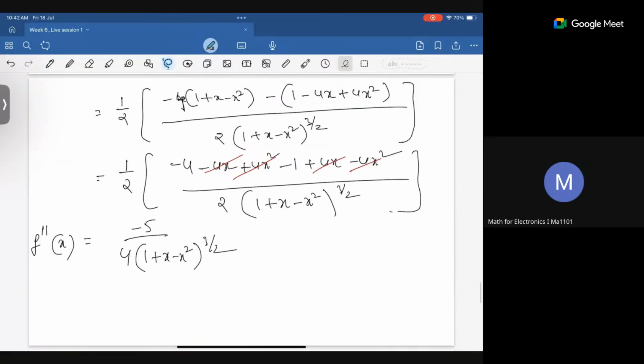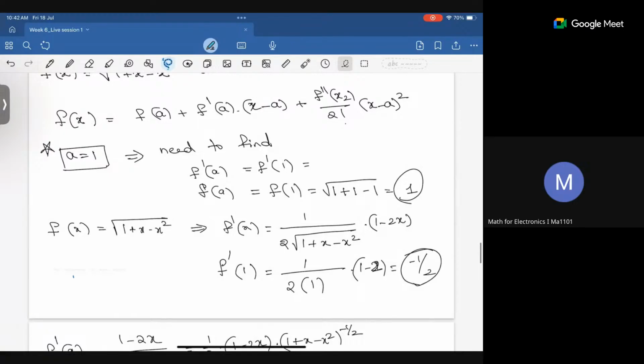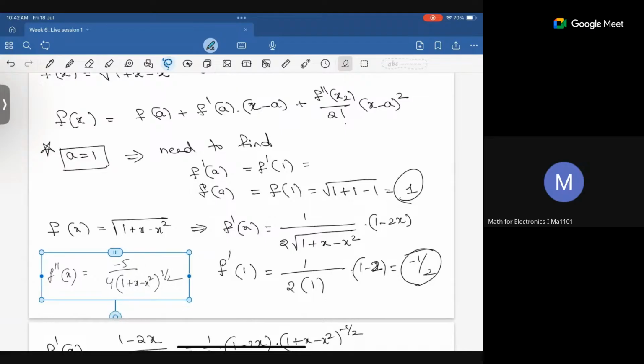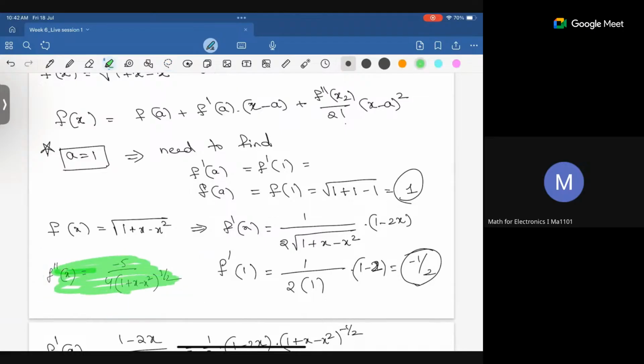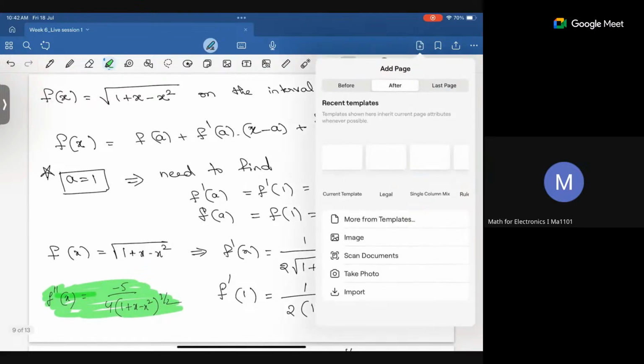Or I will just take this. Okay, so we have f double prime of x to be this, right? So let's take this and paste it here. Okay, so this we need, this we need, and this we need. That's it. So using these three, I can now write f of x.